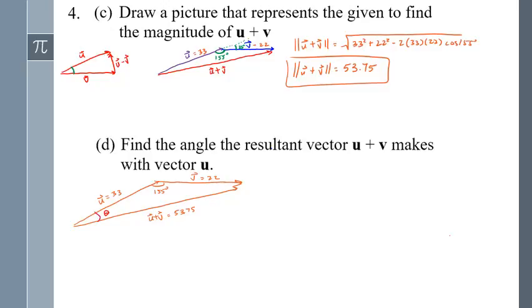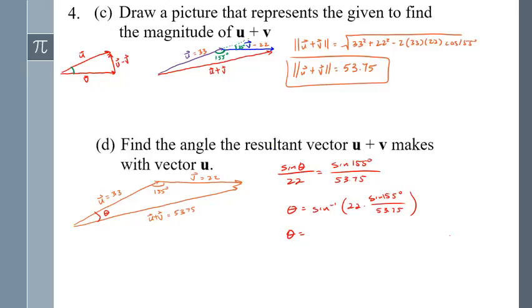So we can use law of sines or law of cosines here. It doesn't matter because we have enough information for either one. I'm going to use the law of sines. So the sine of theta over 22 is equal to the sine of 155 over 53.75. So theta is going to be the inverse sine of 22 times the sine of 155 over 53.75.